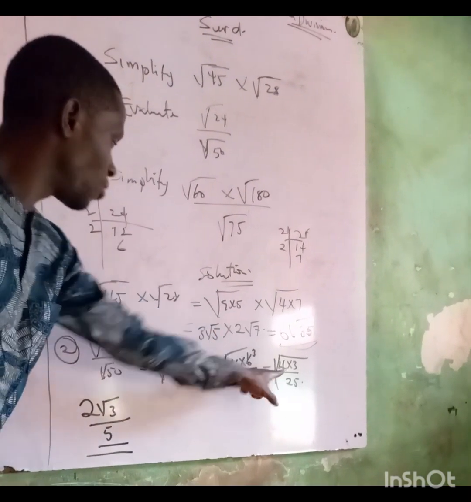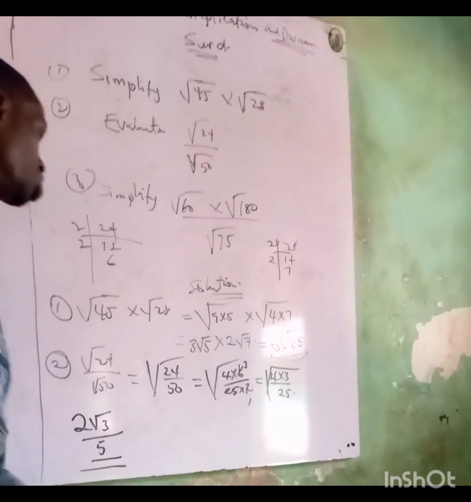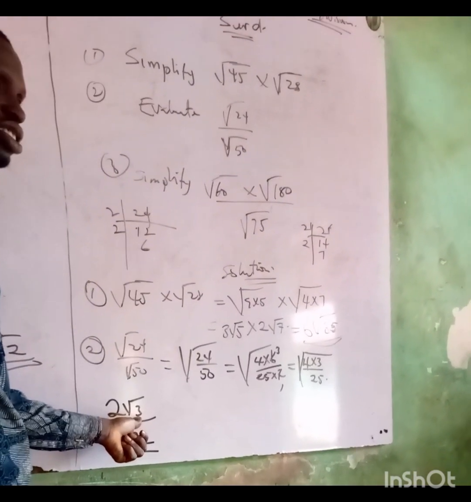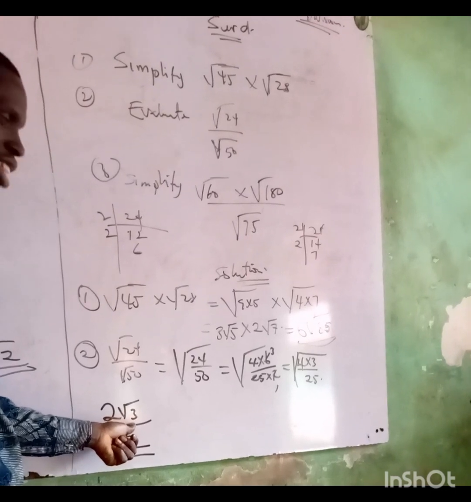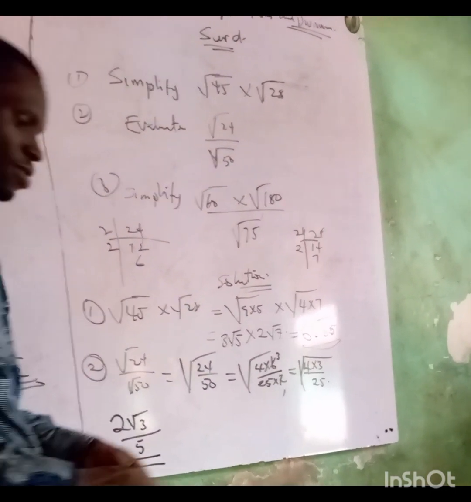So the square root of 4 is 2. The 3 does not have a whole square root. So 3 has a square root, but the square root is a decimal fraction. So we'll put it like this, divided by the square root of 25, which is 5.